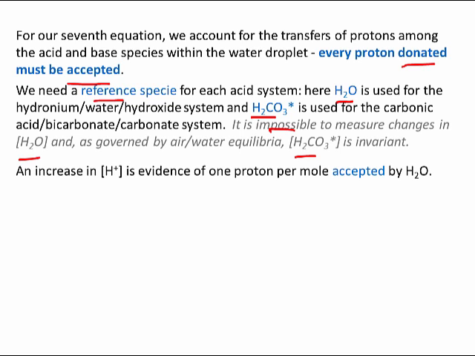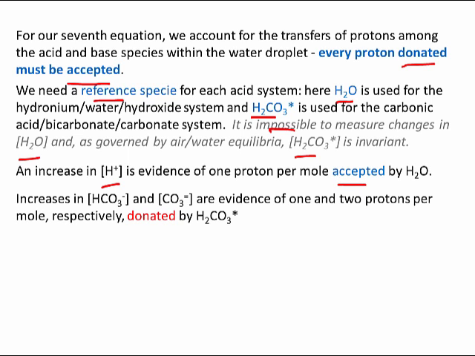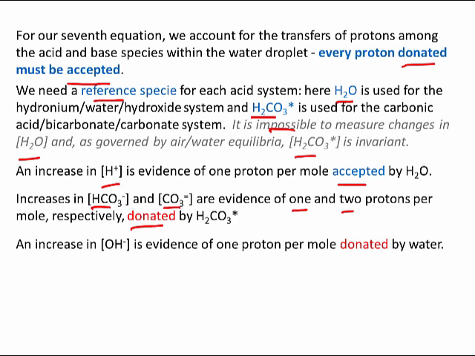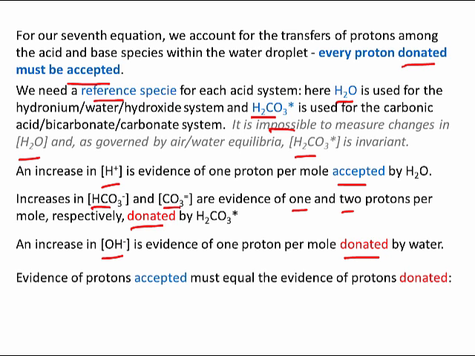So an increase in the proton or hydronium or hydrogen ion concentration is evidence of 1 proton per mole accepted by water. Increases in bicarbonate and carbonate are evidence of 1 and 2, respectively, protons per mole donated by carbonic acid. An increase in the hydroxide is evidence of 1 proton per mole donated by water. Now, the evidence of protons accepted must equal the evidence of protons donated.